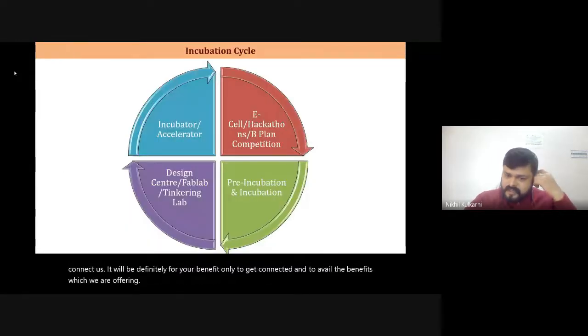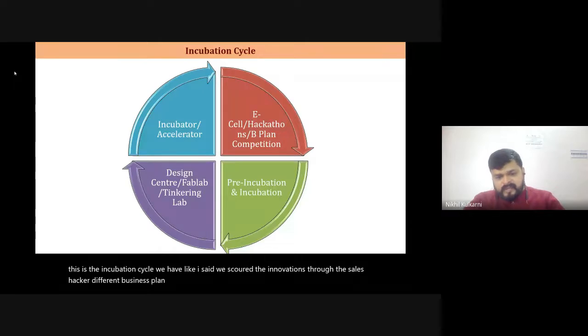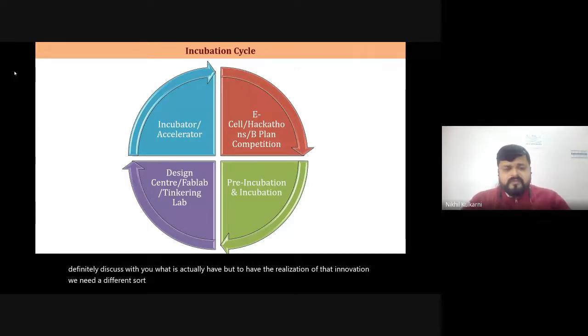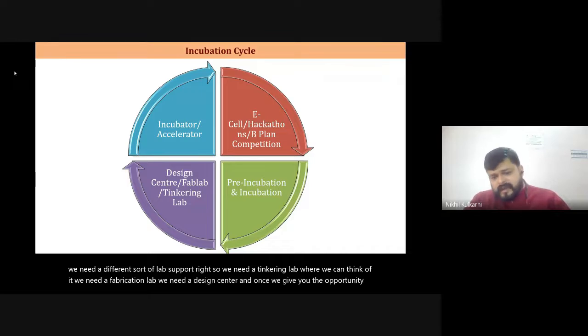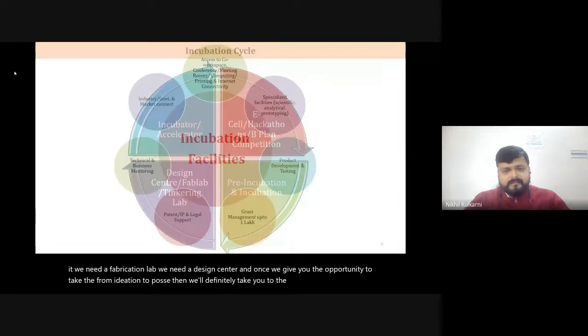This is the incubation cycle we have. As I said, we scout innovations through e-cells, hackathons, and different business plan competitions. We take them into pre-incubation, which I'll discuss with you. But to realize that innovation, we need different sorts of lab support. We need a tinkering lab where we can think, a fabrication lab, and a design center. Once we give you the opportunity to go from ideation to POC, we'll take you to the incubator or accelerator.